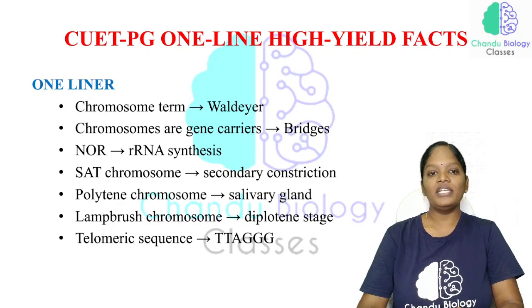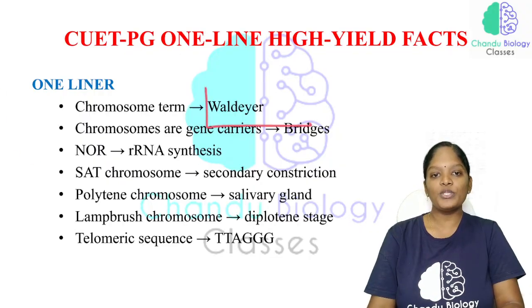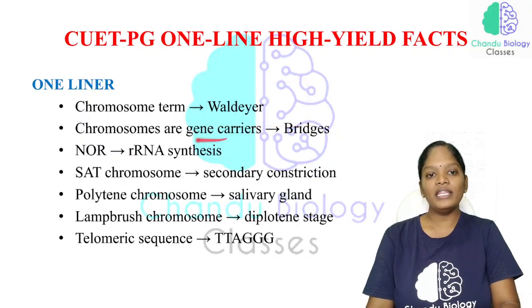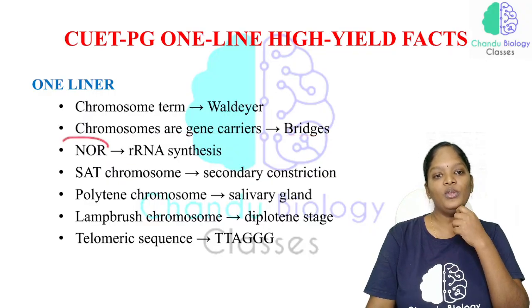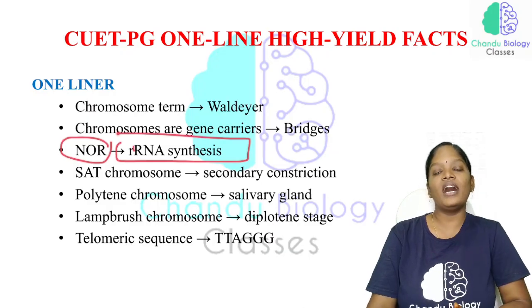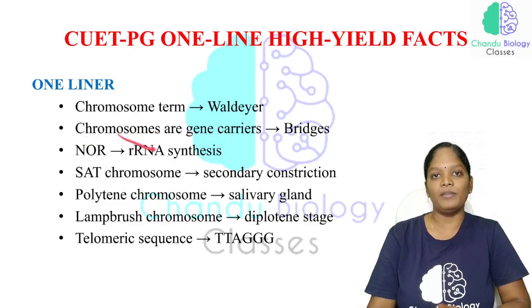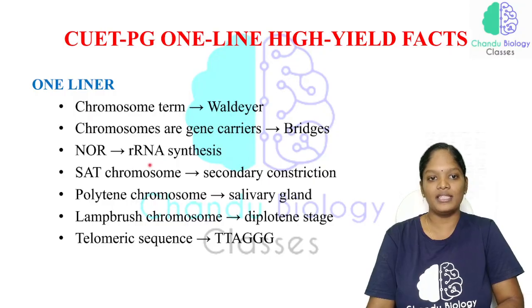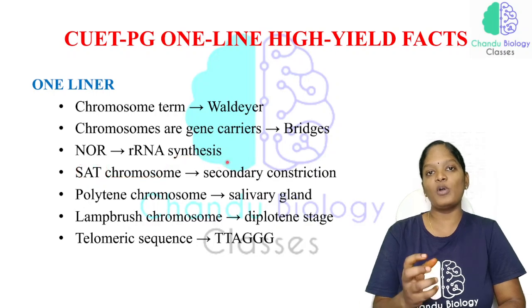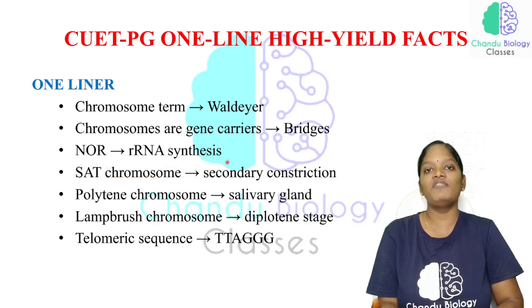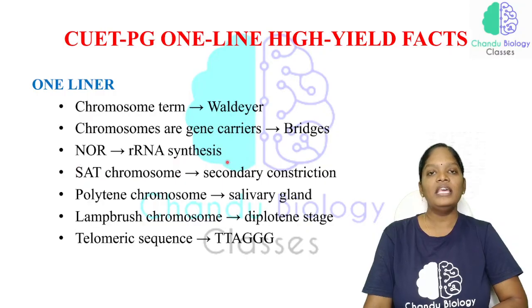Important one-liners: the term chromosome was proposed by Waldeyer, and the one who said chromosomes are the carriers of genes is Bridges. The nucleolar organizer region is the region where rRNA synthesis, ribosomal RNA synthesis, takes place. SAT chromosome, that is satellite chromosome, has a small segment which is separated by the secondary constriction.